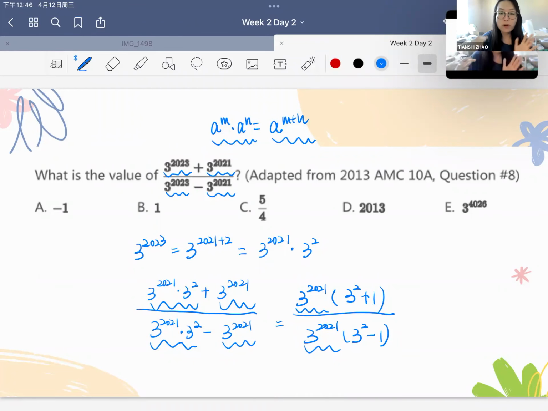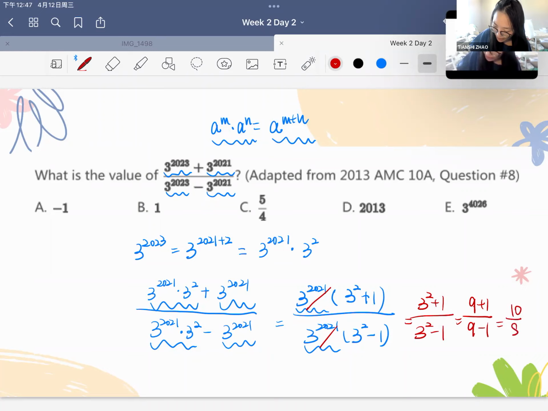So here, you can find that the numerator and denominator have a common factor of 3 to the power of 2021. Therefore, we can cancel out the terms. And then the final answer will just be 3 to the power of 2 plus 1, and then 3 to the power of 2 minus 1, which equals 9 plus 1 divided by 9 minus 1, which is 10 divided by 8. So after doing the simplification, the final answer will be 5 divided by 2. So the final answer is C.